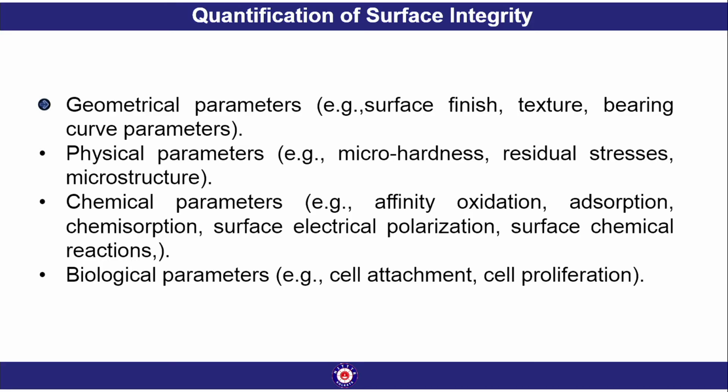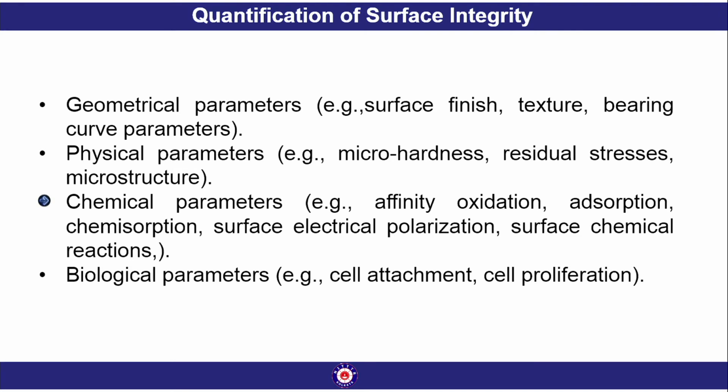Then how do I quantify surface integrity? What are the parameters of surface integrity? This can be categorized as geometrical parameters, which are surface finish, surface texture, bearing curve parameters. Physical parameters include micro hardness, residual stresses and of course microstructure.